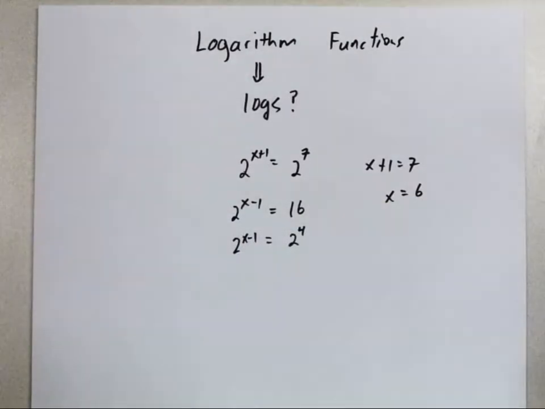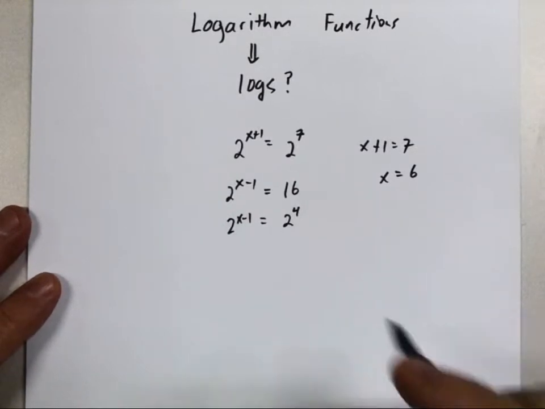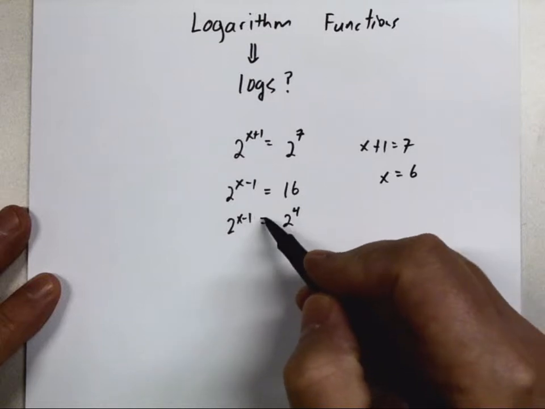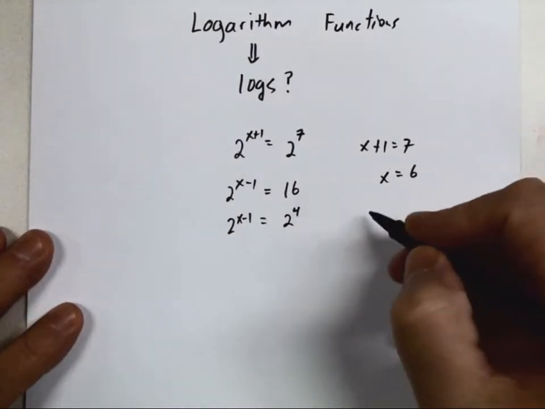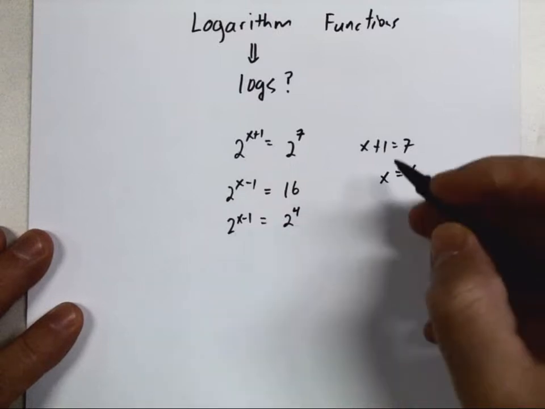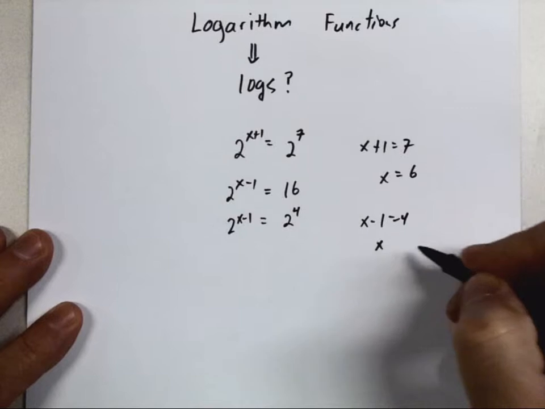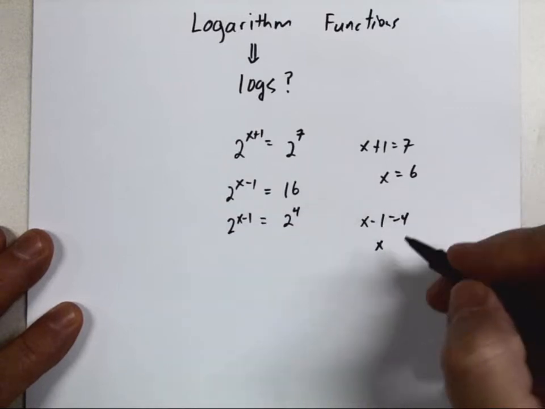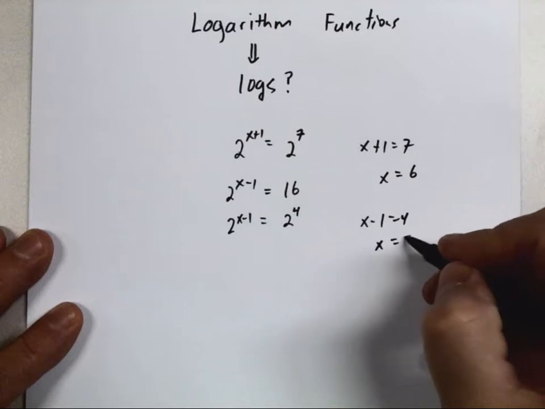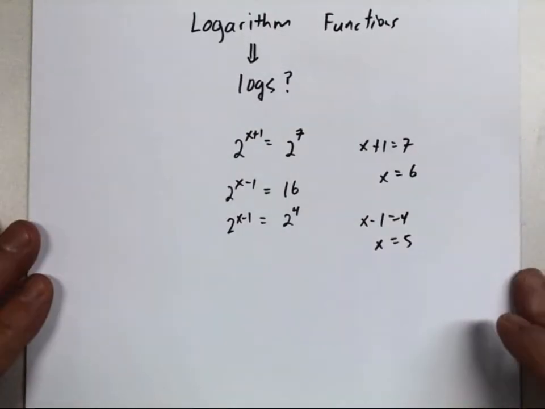So now we can rewrite this equation as 2 to the x to the 1 power equals 2 to the 4th. So now once again, since now we do have the same base, we can set the exponents equal to each other, and x would be 5. All right, so this is review.